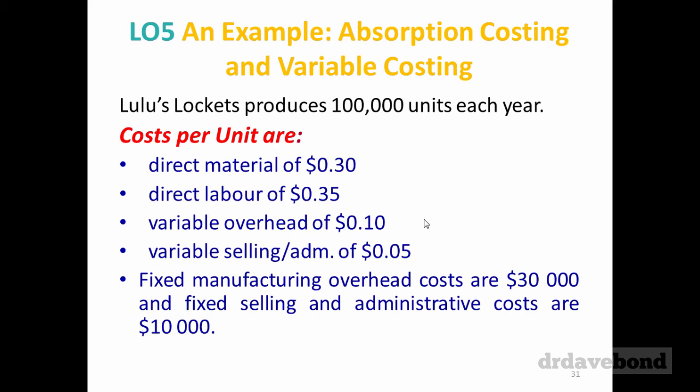For the fixed costs, we have 30,000 fixed overhead and 10,000 variable overhead, and that's the product cost. So we've got 4 variable costs, 2 fixed costs, and then 4 product costs and 2 selling and admin costs, sort of split between them.